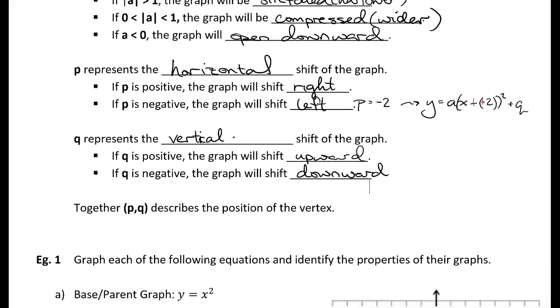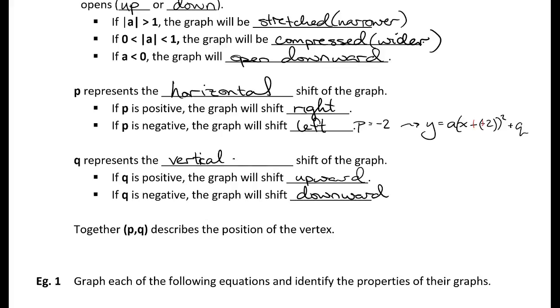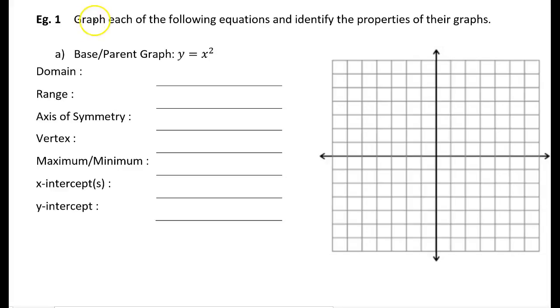So we've got all this information. We also know that p and q together describe the position of the vertex. This is why it is called vertex form. We've got example 1, which is asking us to graph each of the following equations and identify the properties of their graphs. We're going to graph y equals x squared.